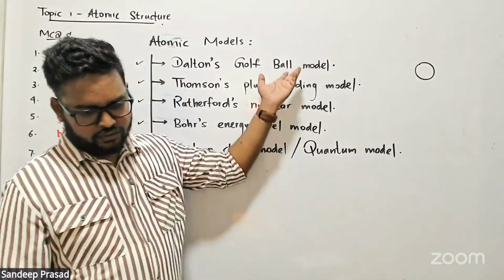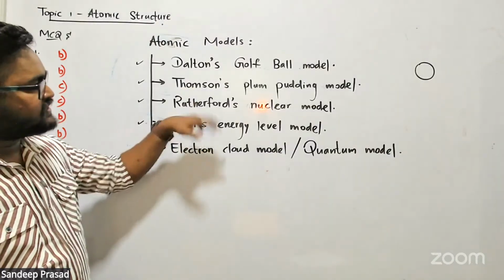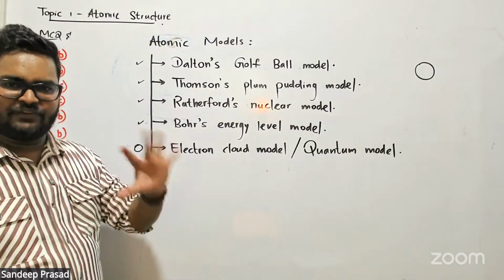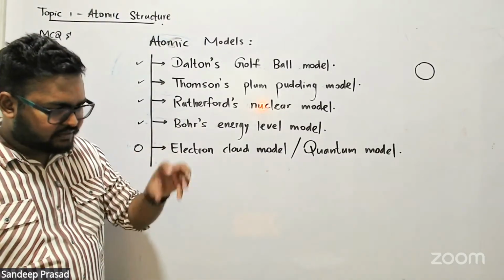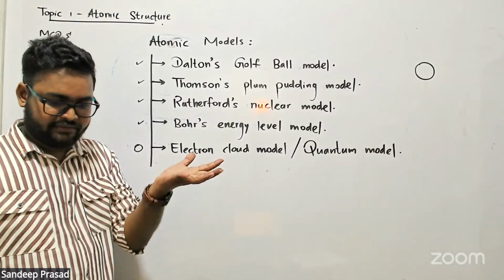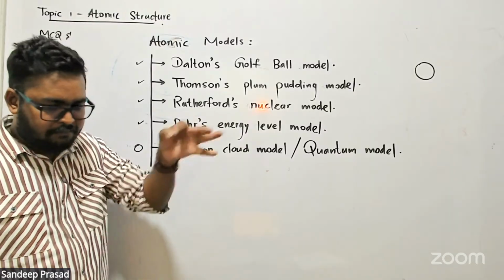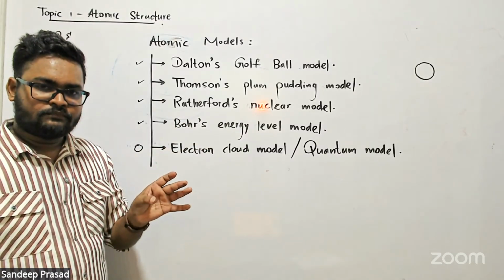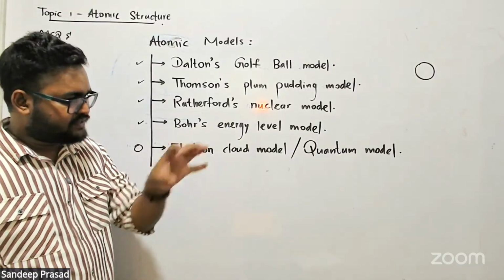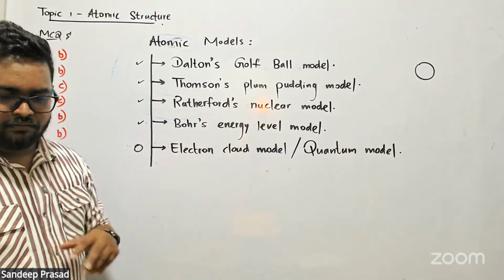Right? So that's what he considered as an atom. Then Thomson said that the atom is a positively charged sphere where electrons are embedded. Plum pudding, we know that pudding, right? That positively charged sphere is the pudding, and plums are the electrons, right? Positively charged sphere where the electrons are embedded on it. That is Thomson's plum pudding model.